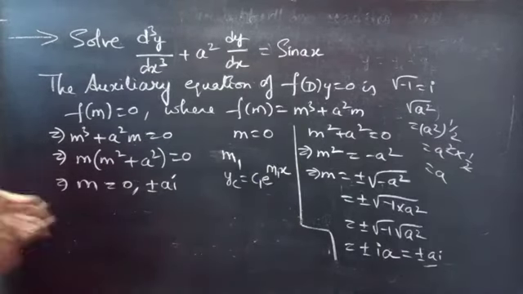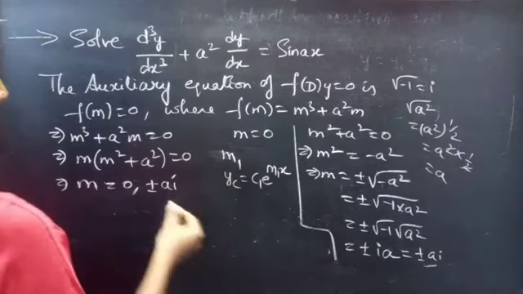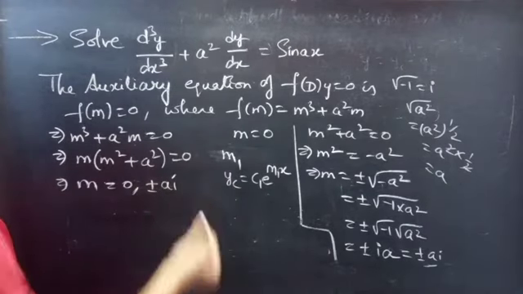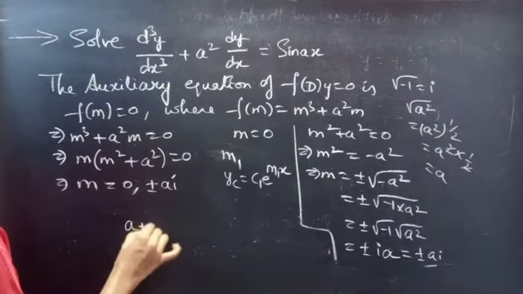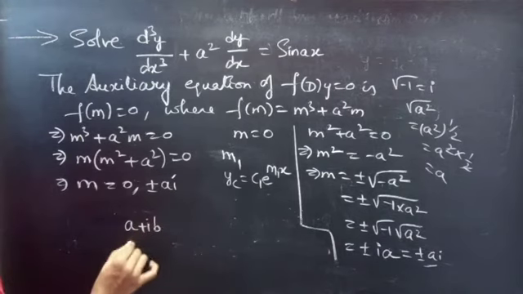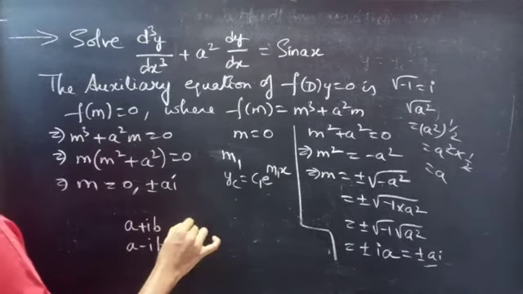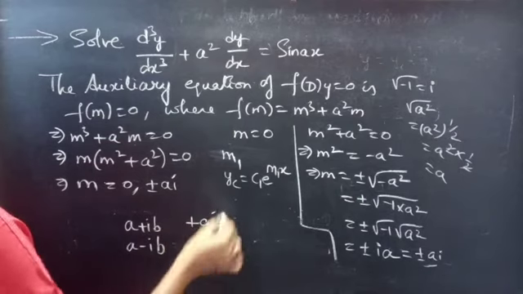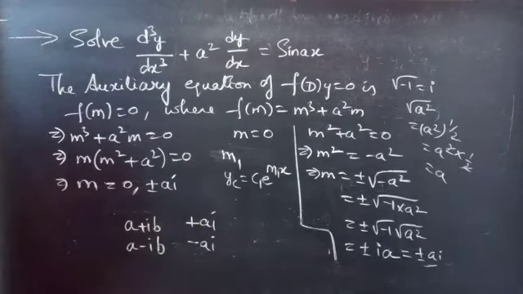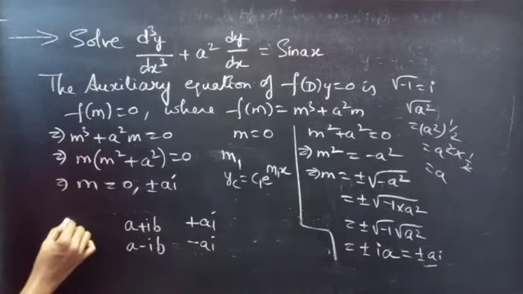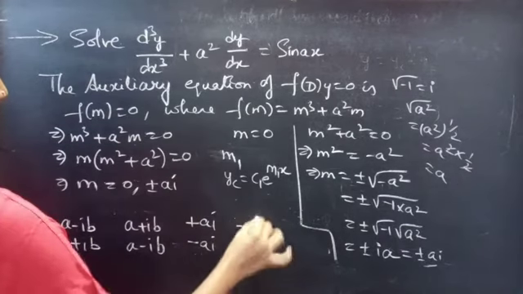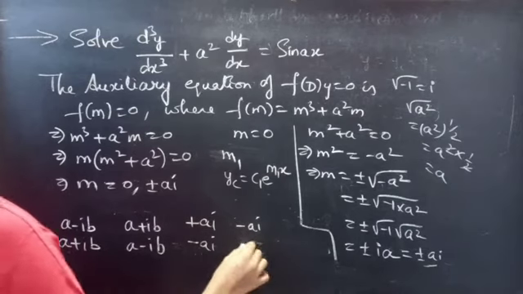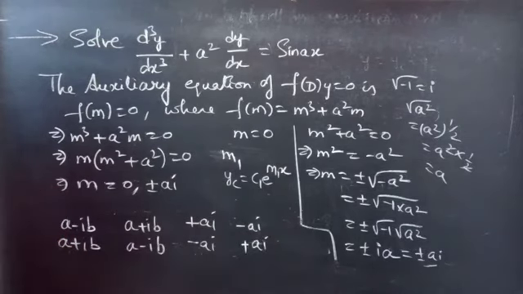If we have two complex roots, or here plus or minus ai is an imaginary root, or we can say a complex conjugate. See, if a plus ib is a complex number, then the conjugate of this is a minus ib. Likewise, if we have plus ai, then the conjugate of this will be minus ai, right? If we have a minus ib, then the conjugate will be a plus ib. Likewise, if we have minus ai, then the conjugate will be plus ai, right?